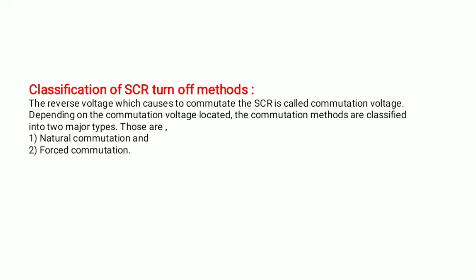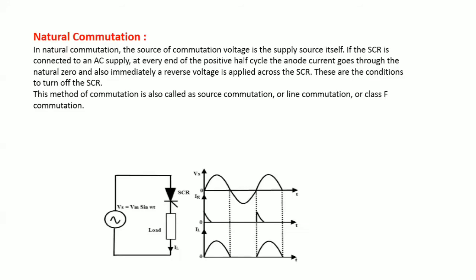Basically, for SCR there are two methods of classification for commutation. Number one is natural commutation, and second is called forced commutation.